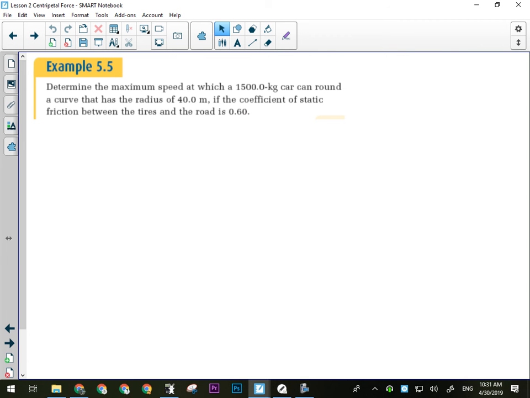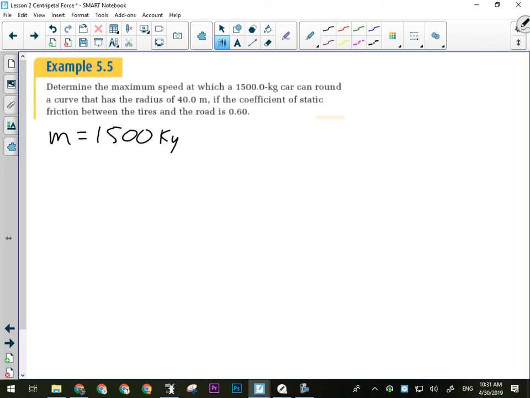So what we want to look at here is to determine the maximum speed at which this car, which is 1,500 kilograms, can negotiate this curve that has a radius of 40 meters if the coefficient of friction is 0.6. We already know that friction is what keeps me in the corner. So that means that the centripetal force is being provided by the force of friction.